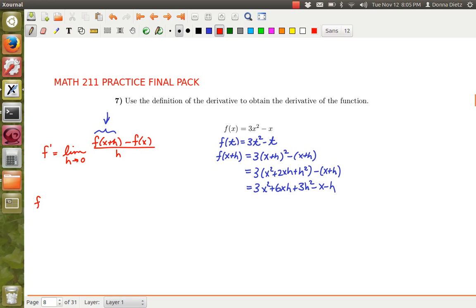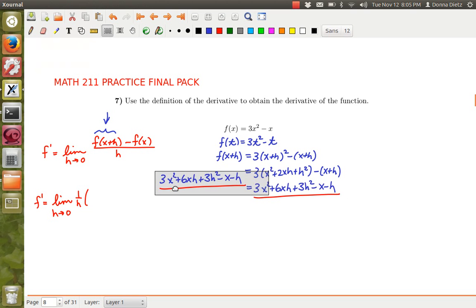So f prime is the limit as h goes to 0. Another thing you can do is put the 1 over h instead of making a huge fraction bar. That's one trick you can use. I'm going to write this whole entire thing over here, but hey, I'm on a computer, so why should I? Okay, dump.